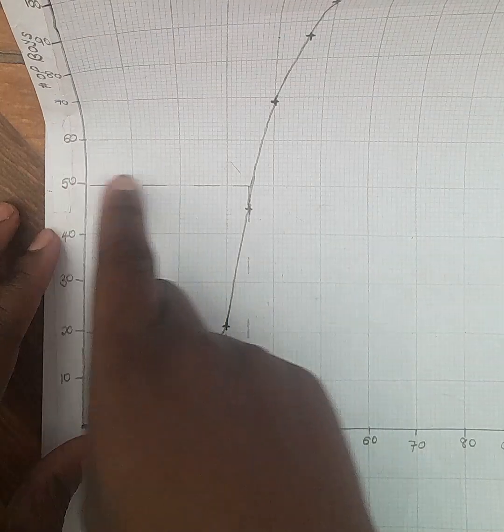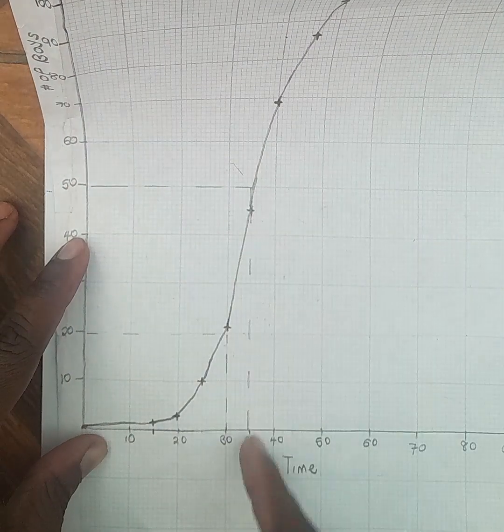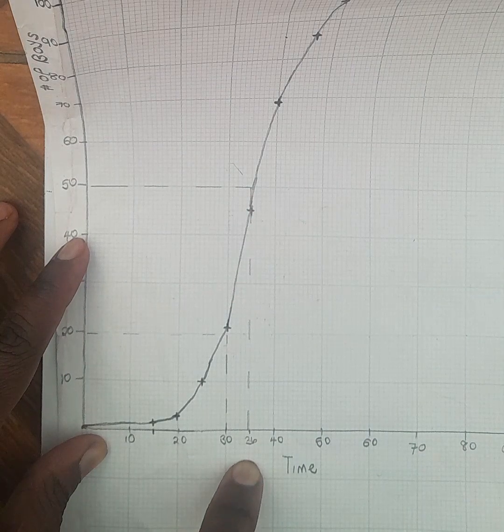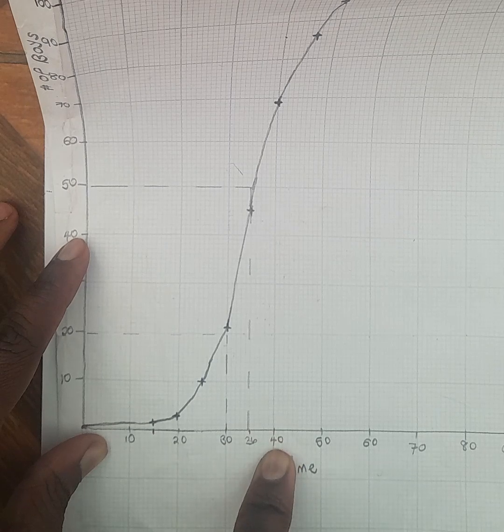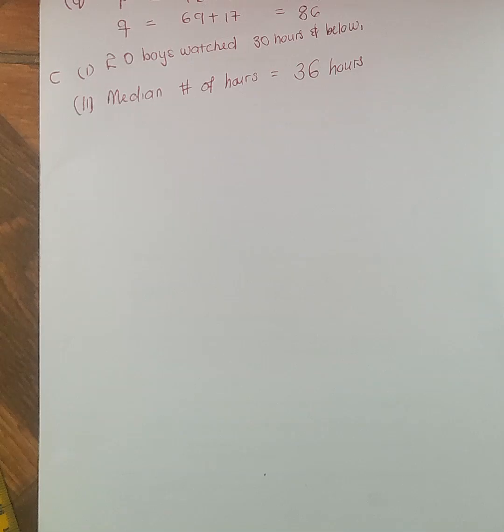So 50% is aligning with 36 hours. It means that the median is 36 hours. The median number of hours is 36 hours.